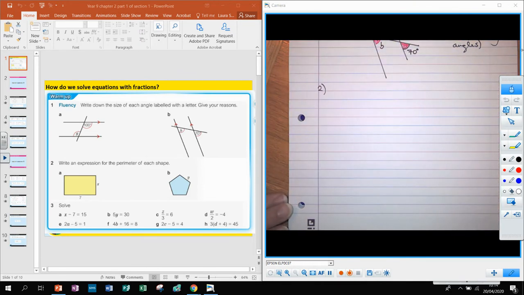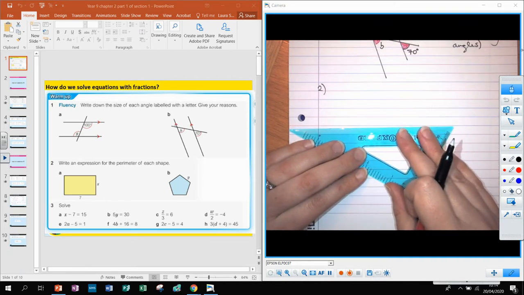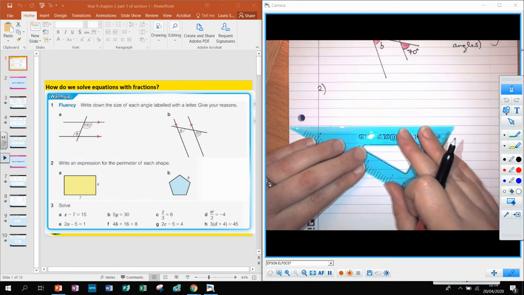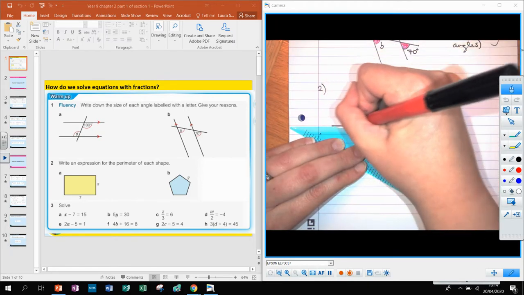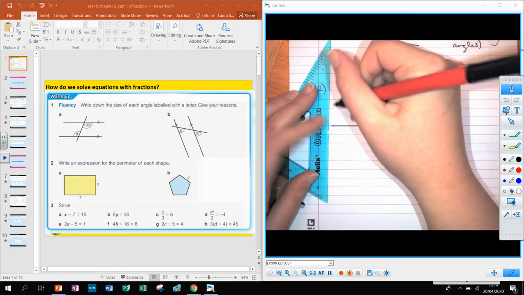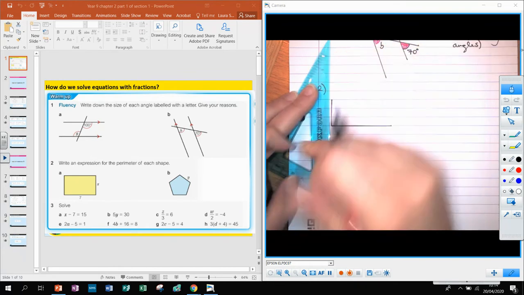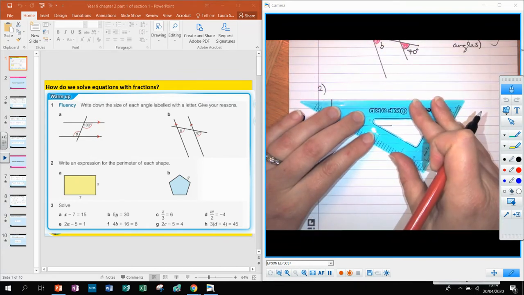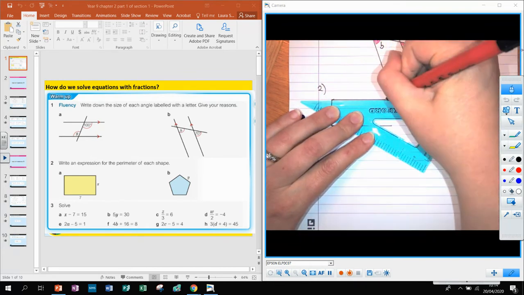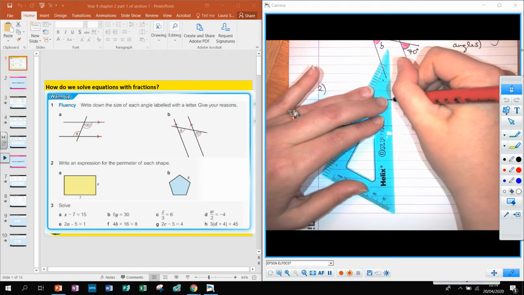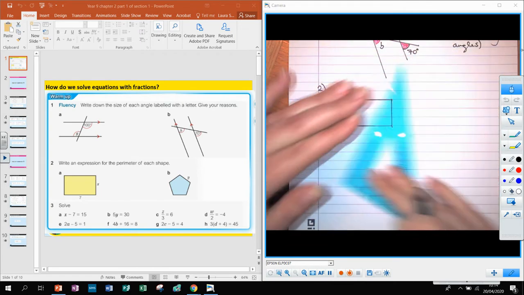And in question 2, it says, write an expression for the perimeter of each shape. Now remember, an expression is not an equation, so we should not have an equal sign. So we don't write P equals for perimeter equals, we just write the expression for the perimeter. And perimeter, while I'm getting this drawn, is where we add up all the sides.